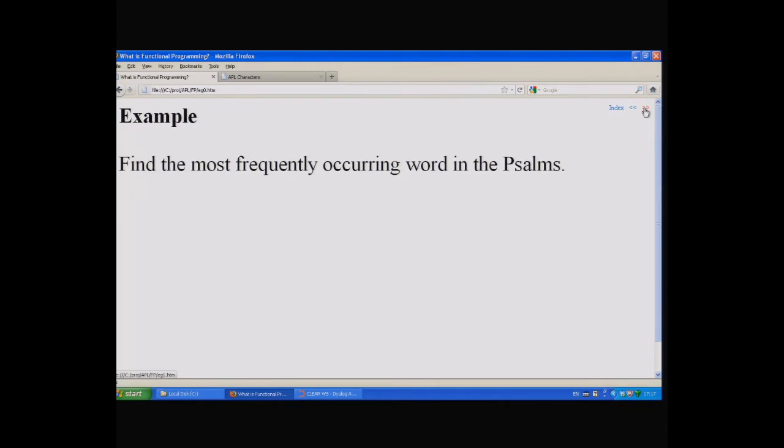John described this example during breakfast at the Minerva conference 2 weeks ago. He says that in the early days, Al Rose, who was an APL pioneer, went on tours giving talks in APL. And in London, he told the audience, I have the text of the Psalms in my computer. Ask me any question you like. And the question from the audience was, find the most frequently occurring word in the Psalms.